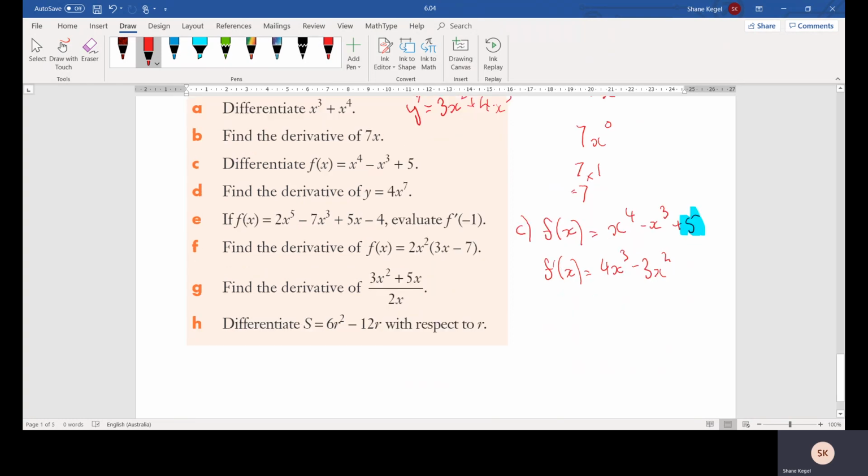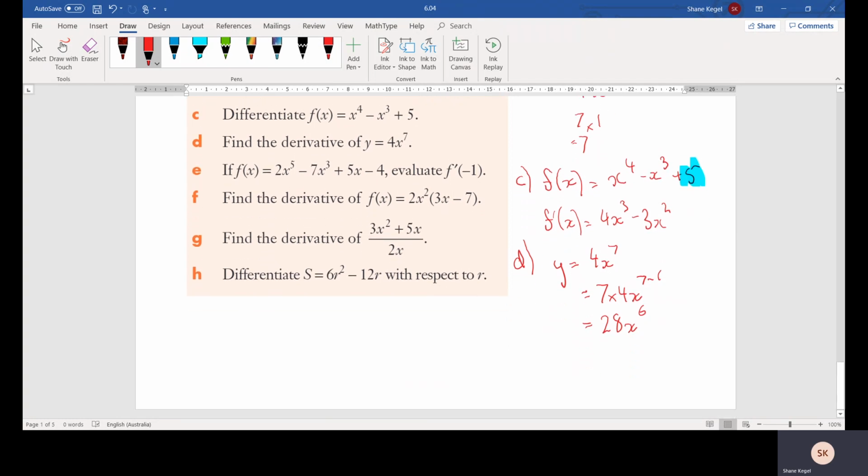Okay, part D, let's have a look at D. Differentiate or find the derivative of y equals 4x to the 7. That's pretty easy again. Bring the power down the front. So that equals 7 times 4x to the 7 minus 1, which is 6. So 7 times 4 is 28, x to the 6. Perfect.